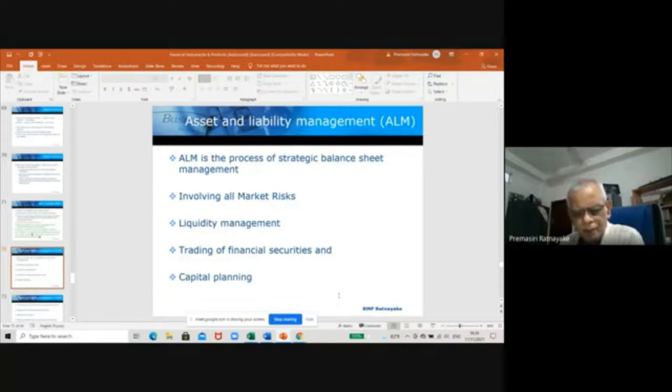Asset and liability management involving all market risks, liquidity management as well, and trading of financial securities and capital planning. Capital planning we discuss a lot under Basel I, Basel II, and Basel III regulations. But at the same time, the finance professionals in the treasury and in the finance department, they look at capital planning all the time, because when there is more capital, these financial institutions are able to create more risky assets.